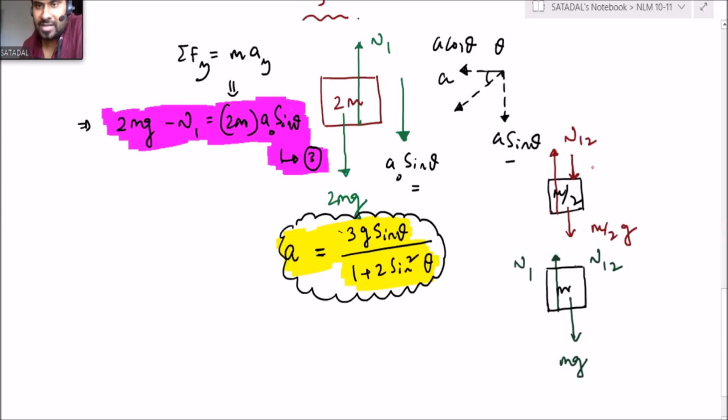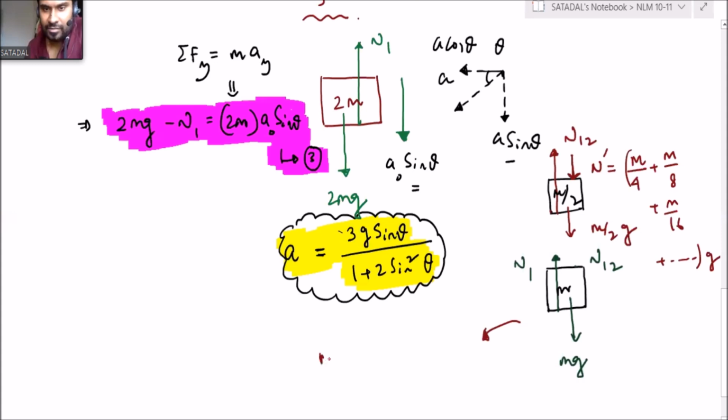What about this force? There will be some normal direction, no? You take this as N prime. N prime will be equal to how much? M by 4 plus M by 8 plus M by 16 and so on, into g. Got it? Clear? That means whatever masses are lying above it, all their combined weight will give a normal force on this surface. Correct?